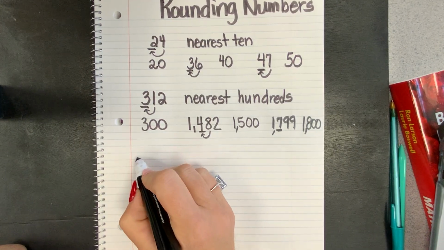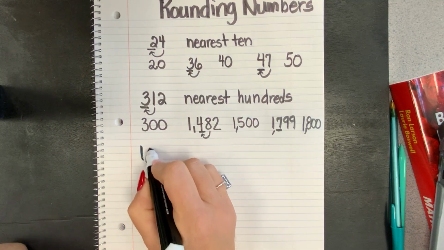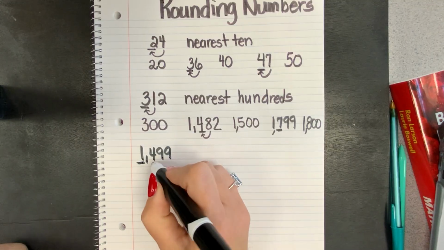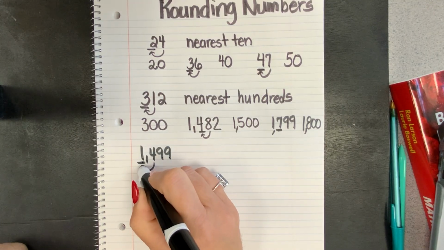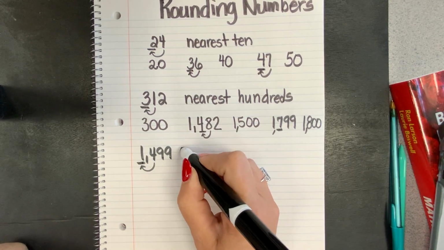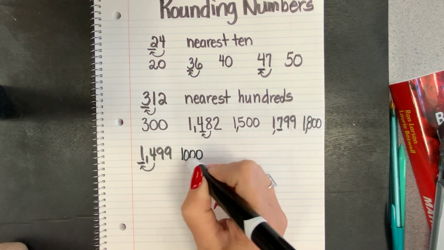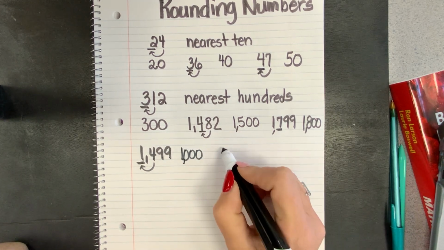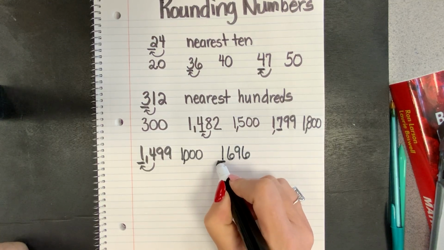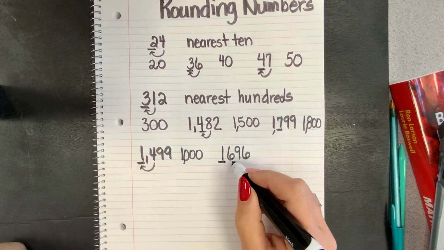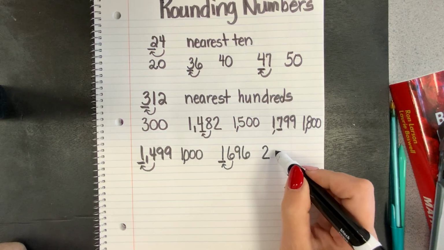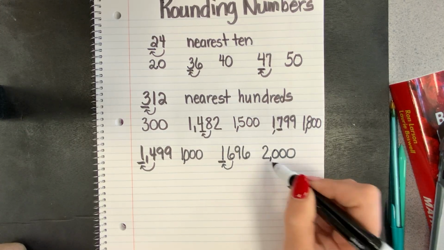Now let's go to the thousands place. 1,499. Look at the number in the hundreds place. It's less than 4. The 1 will stay the same, so 1,499 is closer to 1,000. Okay. What about 1,696? Since it's the nearest thousands, 5 or more, we're going to add one more, and that 1 becomes a 2. So that will be 2,000.